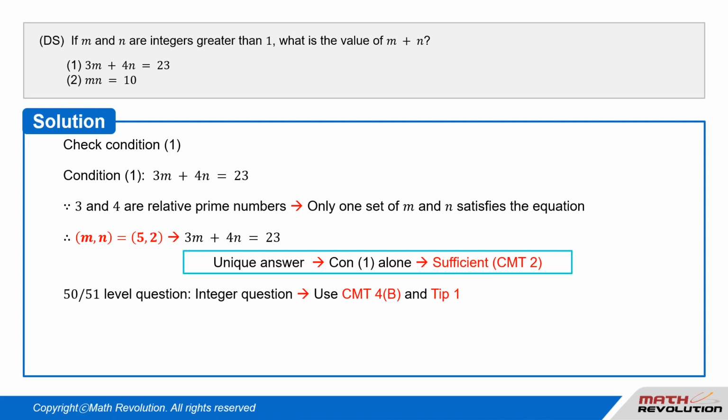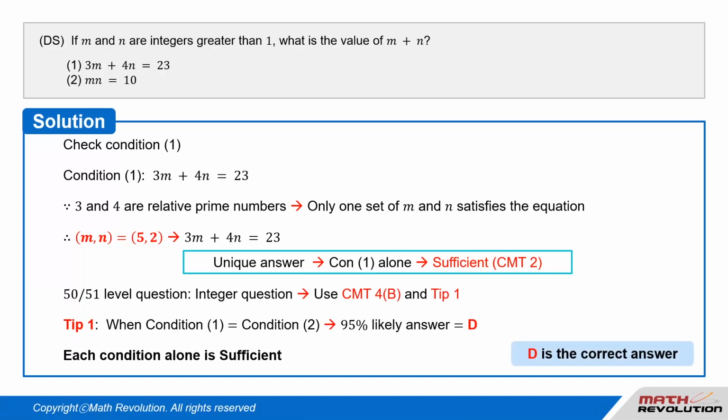This is an integer question that applies CMT for B and tip 1. Make sure to remember this. Also, according to tip 1, it is about 95% likely that D would be the answer when the value of condition 1 is equal to the value of condition 2. That is, condition 1 equals condition 2. Each condition alone is sufficient, thus D is the correct answer. Answer D.